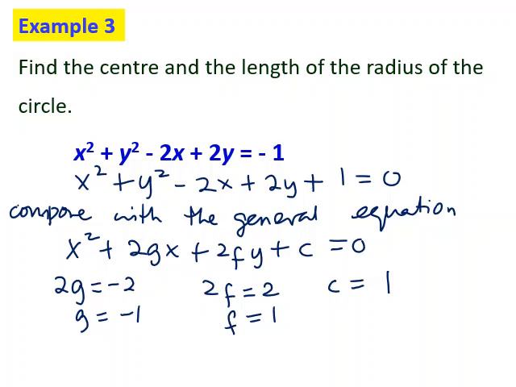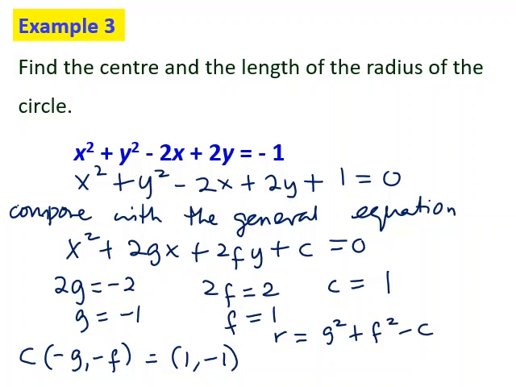So to find the center and the length of the radius, the center is given by (-g, -f), so we have the center as (1, -1). To find the radius, r equals the square root of g^2 + f^2 - c. Just substitute the numbers: the square root of (-1)^2 + 1^2 - 1. So then your radius here will be equal to 1.